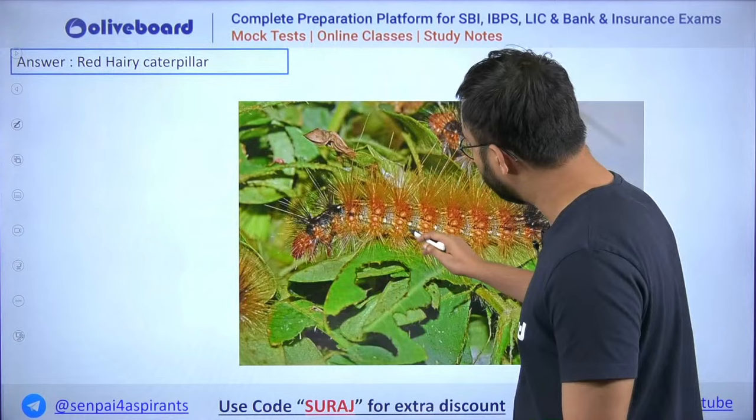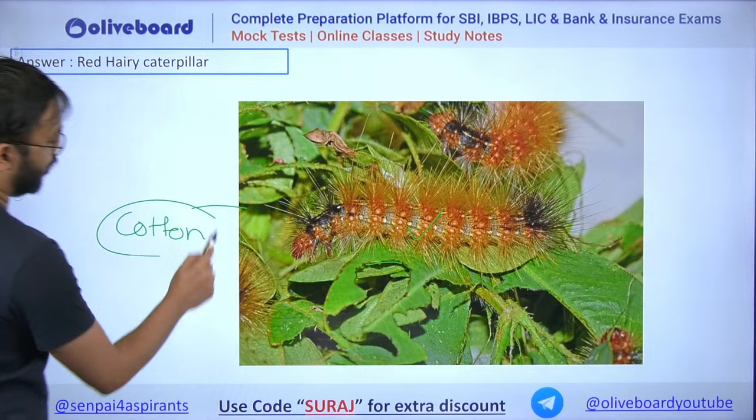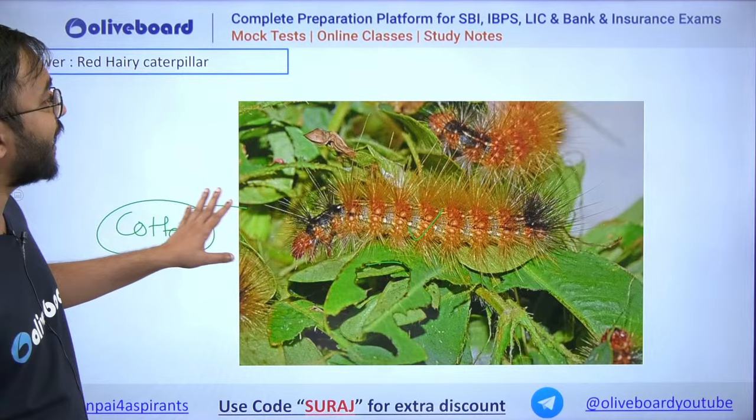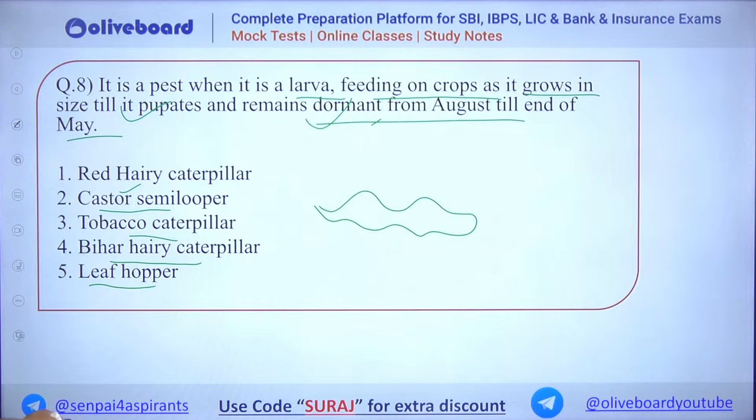This is the caterpillar which we are talking about. It has spikes on the body. These caterpillars are responsible for destruction of various crops. Most importantly, it is very destructive for the cotton crop as well as other leafy crops, but it is active only in the remaining months, because from August till May it is dormant. It does not come outside from August till May. This is the specific caterpillar which we are talking about.